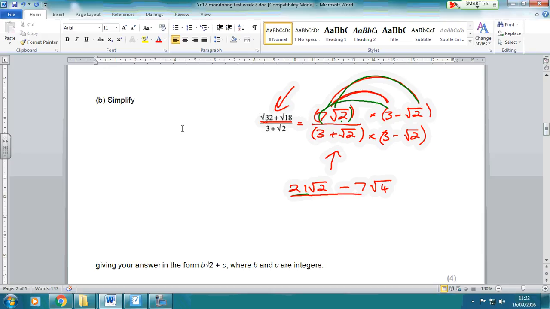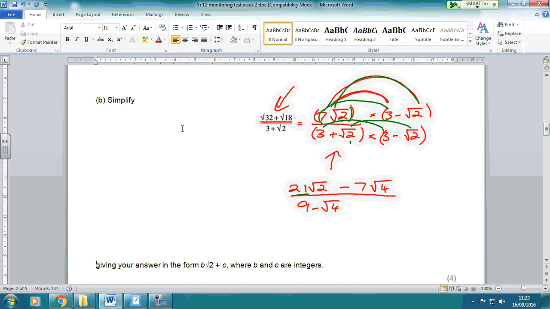So we've got 21 root 2 minus 7 root 4. And on the bottom, we use the smiley face method. So we do 3 times 3, which is 9. We do root 2 times minus root 2, which is minus root 4. Let's try that again. We can simplify all this in a second.